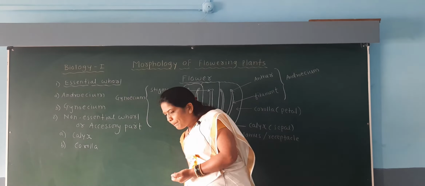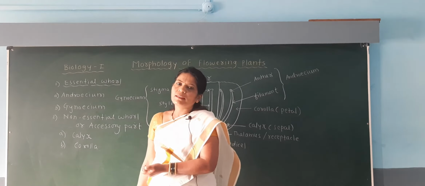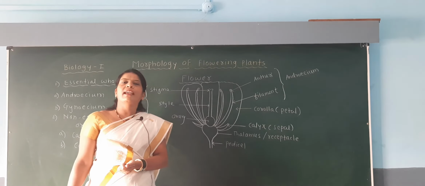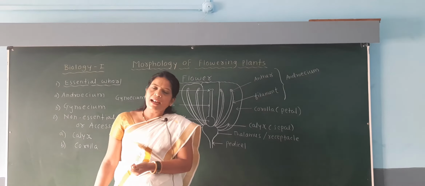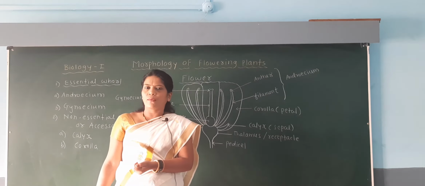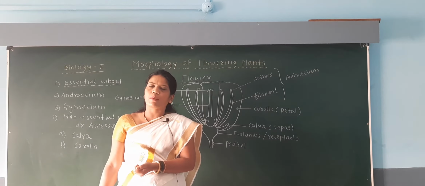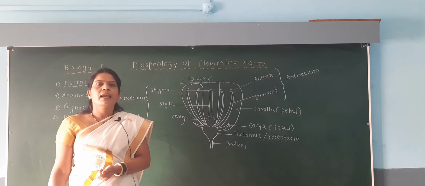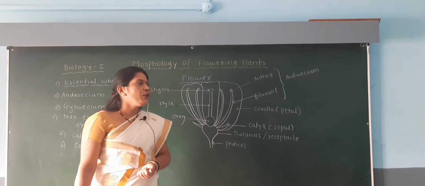Bi means two and uni means one. Okay, so if the flower has both androecium and gynoecium, then we call it a bisexual flower. And when only one part, either androecium or gynoecium, is present, then we call it a unisexual flower. Androecium is made up of stamens and gynoecium is made up of the carpel. So we'll first see in detail this androecium and gynoecium, and then we'll study what is meant by bisexual flower and what is meant by unisexual flower.